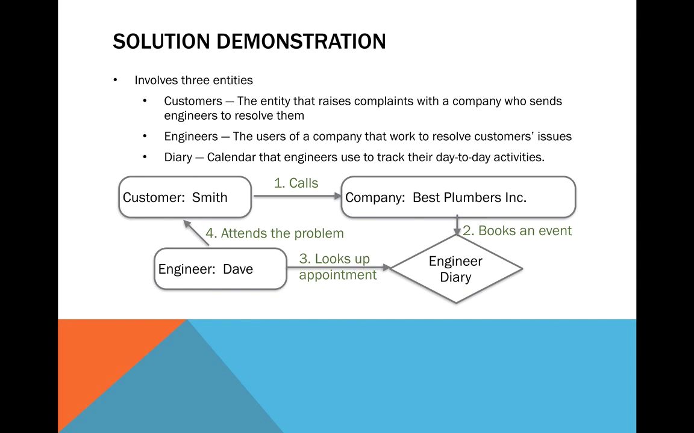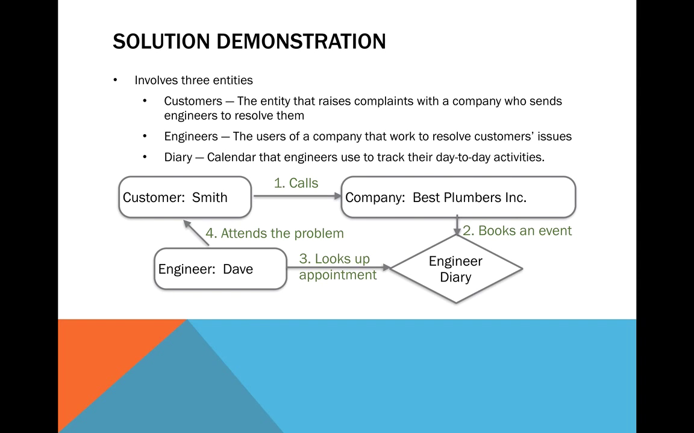So this is a simple example of three different entities: a customer, an engineer, and a calendar that is working with the engineer. A customer is someone who calls a company and complains about something happening in their house, requesting the company to send some engineers to fix it. The engineers are the employees of the company who work to resolve the customer's issues, and a diary is how the company books a job for the engineer so they can go to a customer's house to solve their problems.